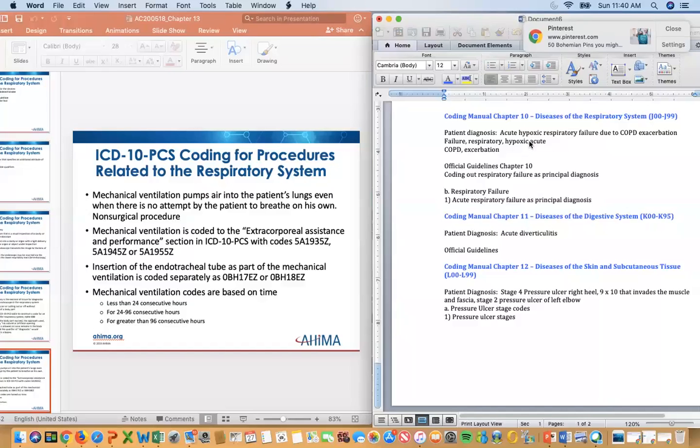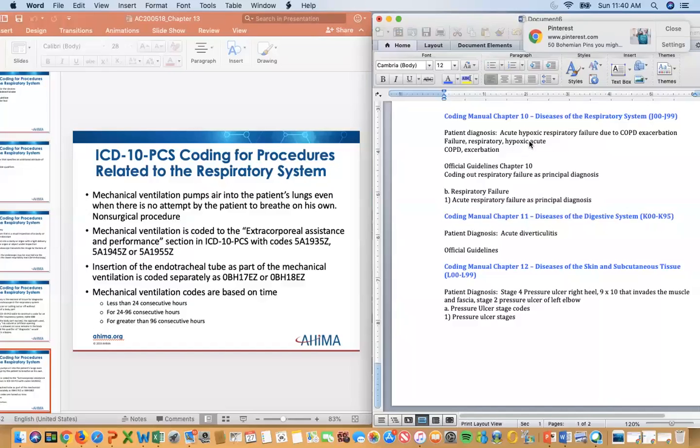Now we need to know how we are going to sequence these. So you're thinking, hey, you've got acute hypoxic respiratory failure due to COPD exacerbation, which is also acute. Which one of these should I be coding out? So let's go back to our chapter guidelines for Chapter 10, diseases of the respiratory system. We start right before the chapter. You have chapter-specific guidelines and coding examples, and they start with A, which is COPD and asthma, and then B is acute respiratory failure. And bingo, that's what we have, acute respiratory failure.